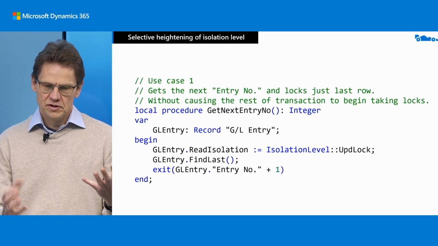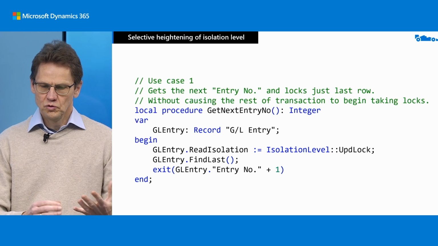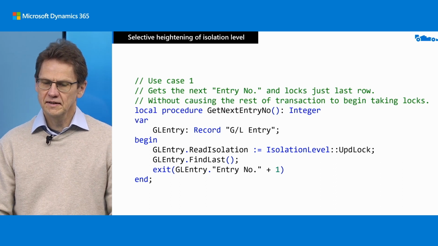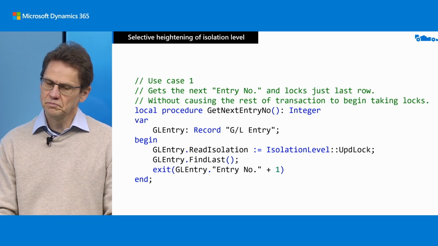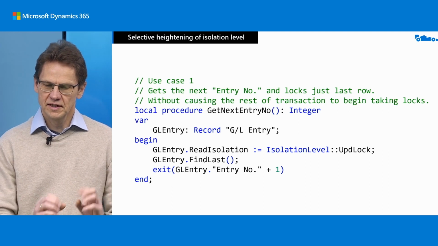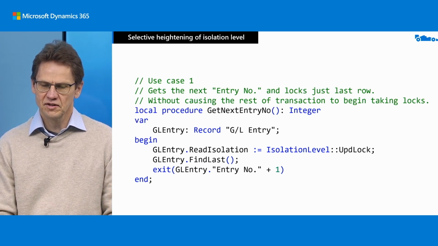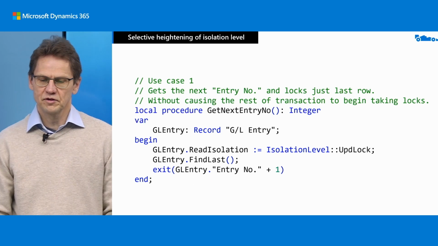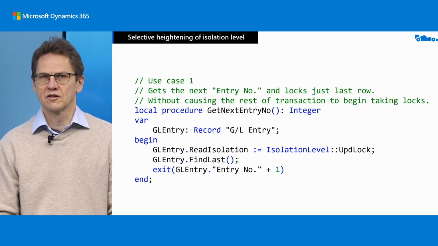So, yeah, and actually very often when you describe the locking mechanism we have, it comes as a surprise to most that they did not know that this was actually how strict or how conservative it was. So let's take an example here. So this is use case 1, where you want to find the last entry. Now, if you do that and then update it, then suddenly every future read would be with update lock. But here, instead, the GL entry record is set to read isolation update lock, which means it'll take the update lock like before. But now the rest of the transaction will not take further locks.